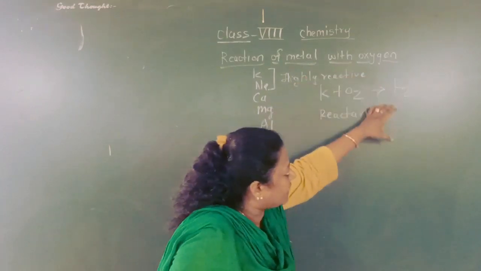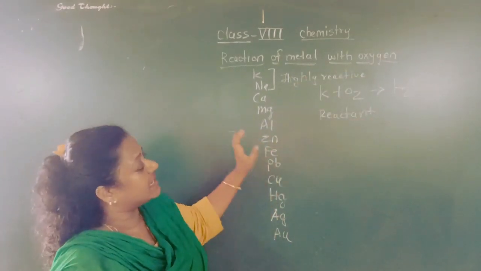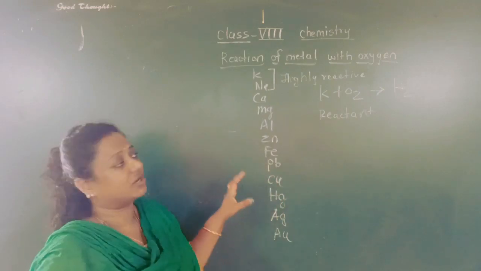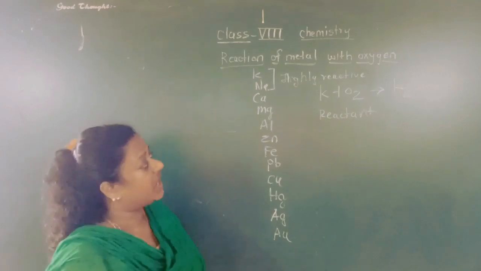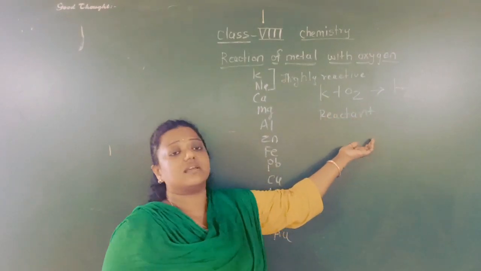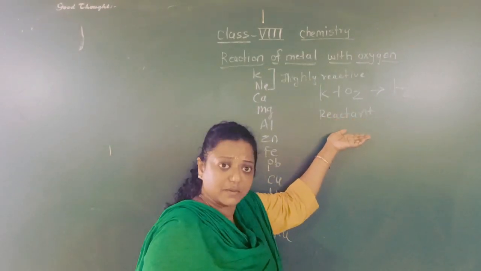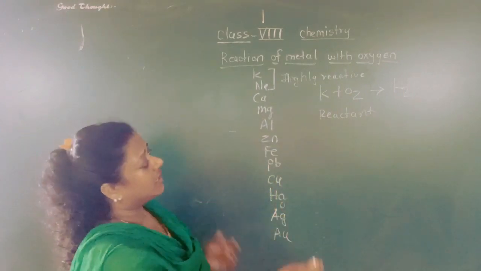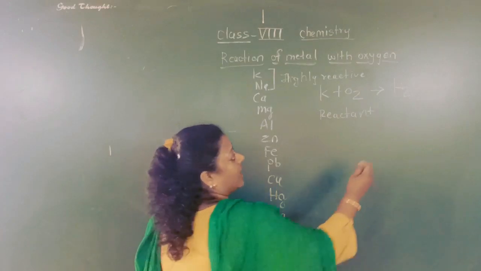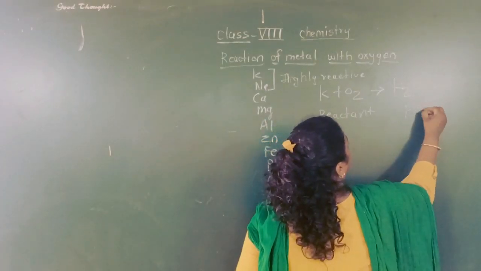So this is all what? The chemical equation. The symbolic representation of a chemical reaction is called a chemical equation. At the left side of the chemical equation the reactants are present, and at the right side of the chemical equation the products are formed.